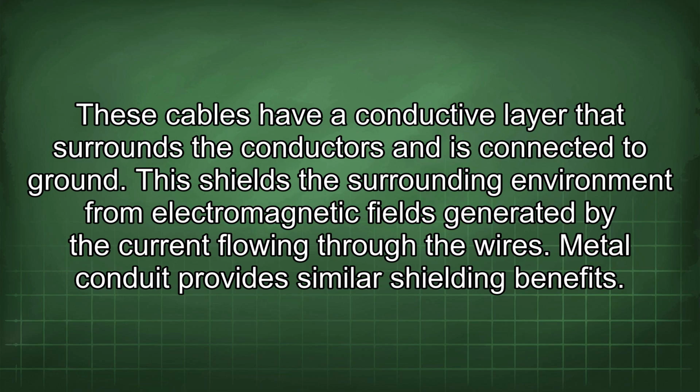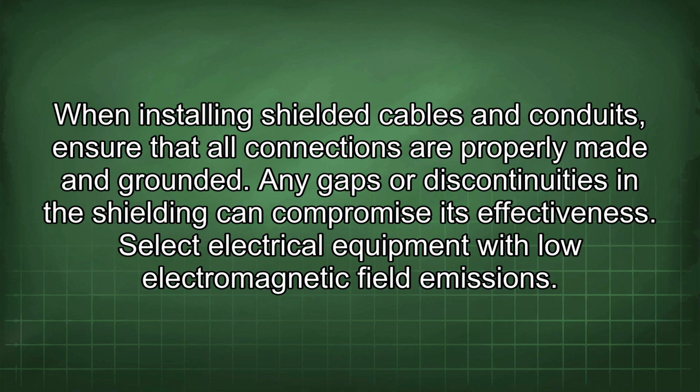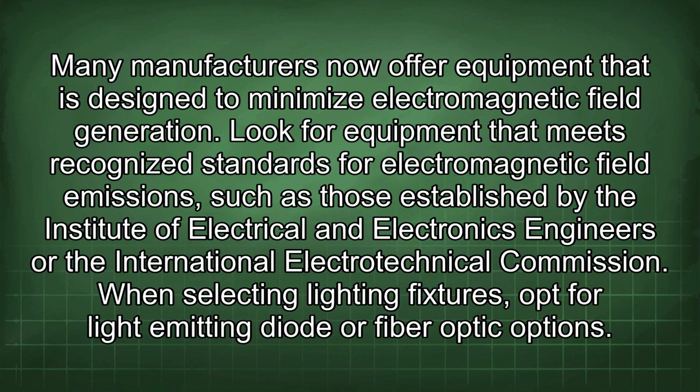Metal conduit provides similar shielding benefits. When installing shielded cables and conduits, ensure that all connections are properly made and grounded. Any gaps or discontinuities in the shielding can compromise its effectiveness. Select electrical equipment with low electromagnetic field emissions. Many manufacturers now offer equipment that is designed to minimize electromagnetic field generation.